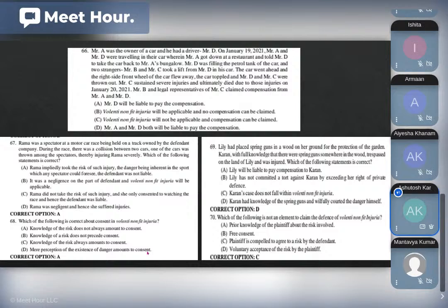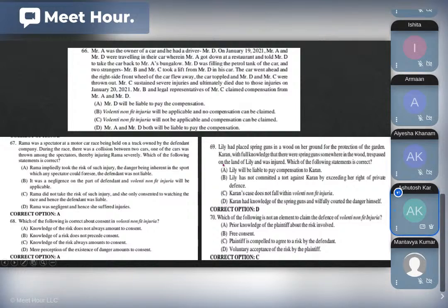The next question. Lily had placed spring guns in a wood on her ground for the protection of the garden. Karan, with full knowledge that there were spring guns somewhere in the wood, trespassed on the land of Lily and was injured. Which of the following statements is correct? Can someone read out the options and tell me why option D has been stated as the correct one? Feel free to do so.